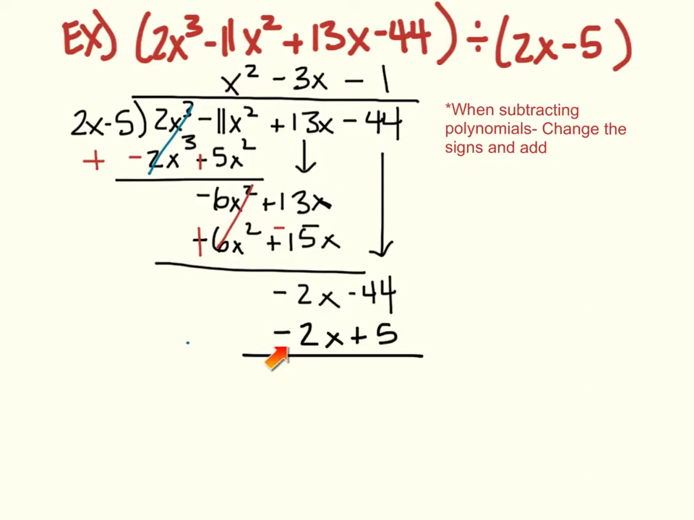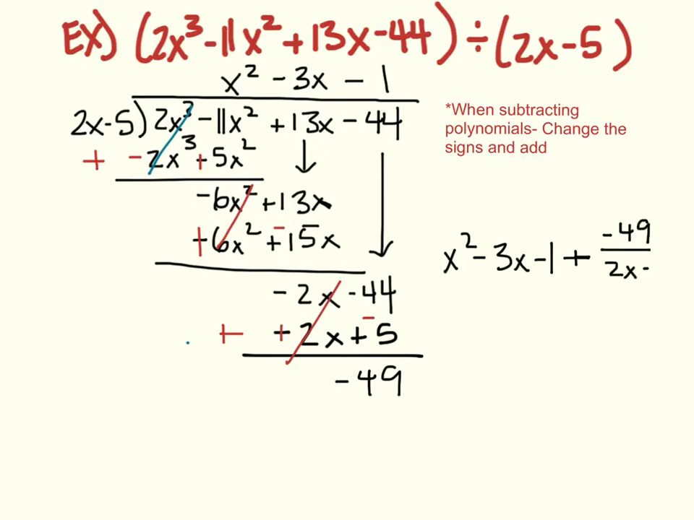Now, if I'm going to take all of this away from this, I'm going to change the signs and add. That makes these cancel. What's negative 44 plus negative 5? Negative 49. So that's your remainder. So 2x cubed minus 11x squared plus 13x minus 44, divided by 2x minus 5, is x squared minus 3x minus 1 plus negative 49 over 2x minus 5.